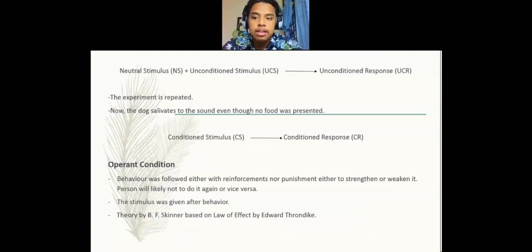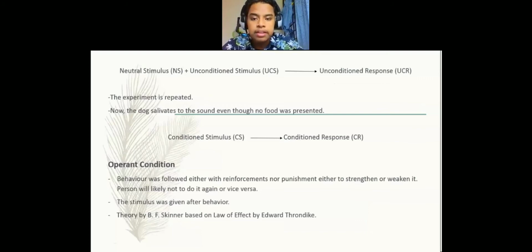Then the dog salivated to the sound, even though no food was presented. Now this neutral stimulus has changed its name to the conditioned stimulus. I hope you understand. And the UCR has changed its name too: it is no more unconditioned, but a conditioned response. So the conditioned response is formed by the conditioned stimulus. Next we go to operant conditioning.